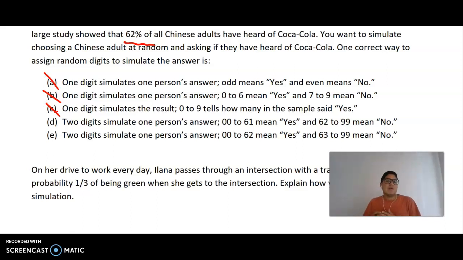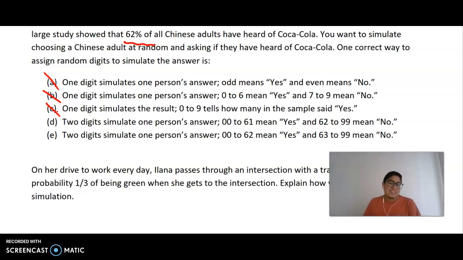So two digits simulate one person's answer, either 00 to 61 or 00 to 62, and those would mean yes. And 62 to 99 means no. 63 to 99 would mean no. Sorry about that. So again, asking which one of these is going to best imitate the chance behavior?